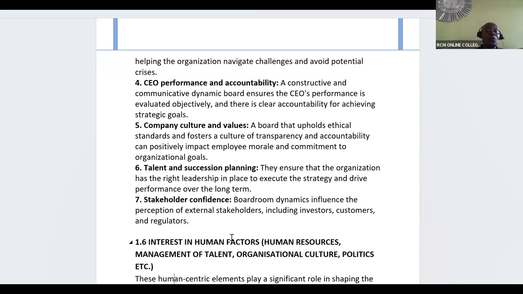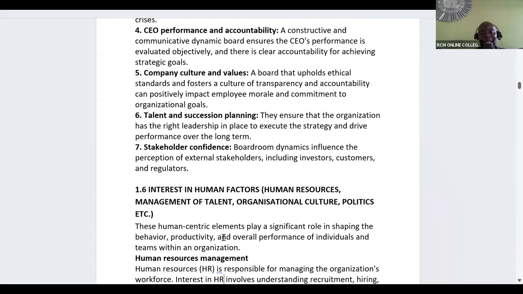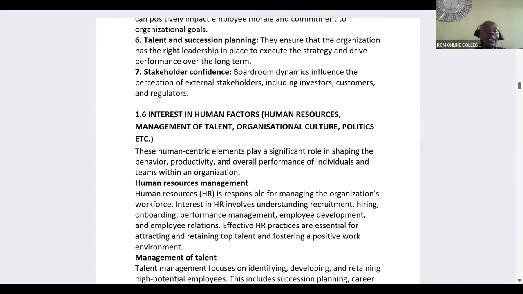We have something called interest in human factors: human resources, management of talent, company culture, politics, etc. These human-centric elements play a significant role in shaping the behavior, productivity and overall performance of individuals and teams within an organization. So I told you that if it's boardroom dynamics, whenever we are going to these meetings, don't go to meetings, you as a CS, as a chairman.